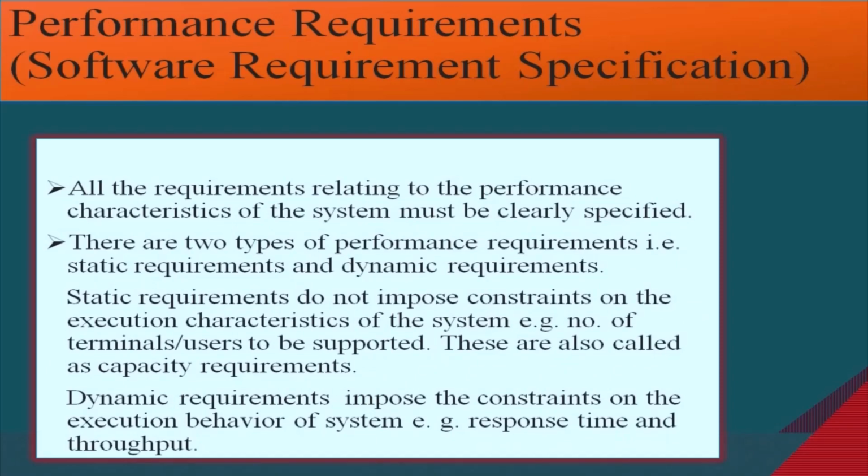Performance requirements: all the requirements relating to the performance characteristics of the system must be clearly specified. There are two types of performance requirements, static requirements and dynamic requirements. Static requirements are the requirements that do not impose constraints on the execution characteristics of the system, for example, number of terminals or users to be supported. These types of requirements are called the capacity requirements.